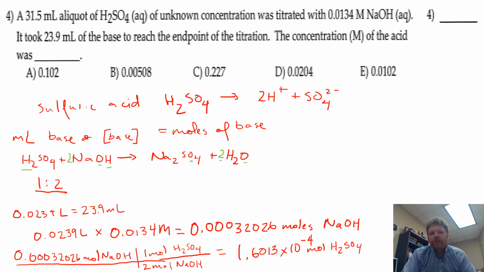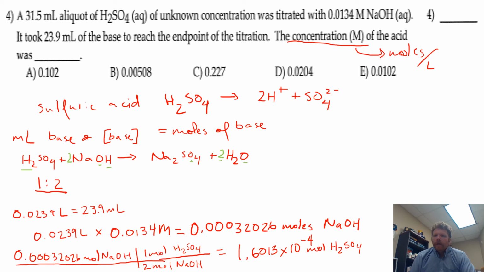This question actually asks us, what is the concentration of our acid? And our concentration is evaluated in terms of molarity. So you need to know what that capital M is. That is moles per liter. Okay, if that's moles per liter, we have the number of moles of H2SO4. We need to divide that by the number of liters.